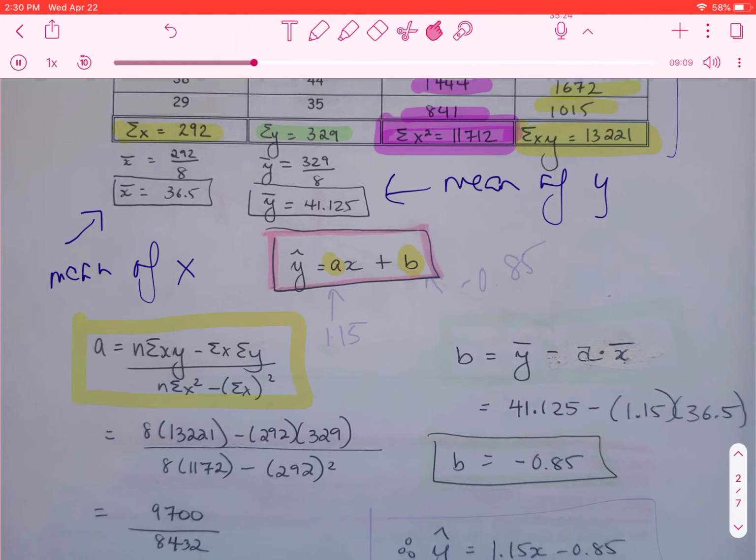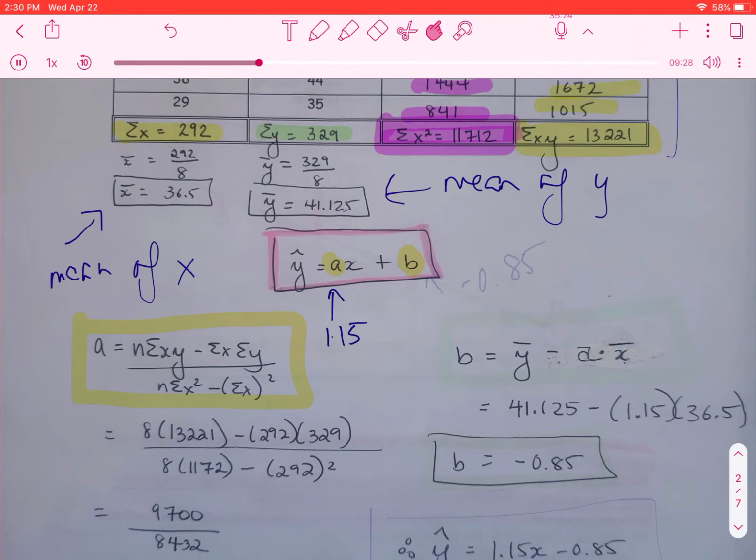So you'll see everything on the right side just needs to be worked out using the values in the chart above. Once you do that successfully, you will have a finished value of A is equal to 1.15. So we got this value here, 1.15.